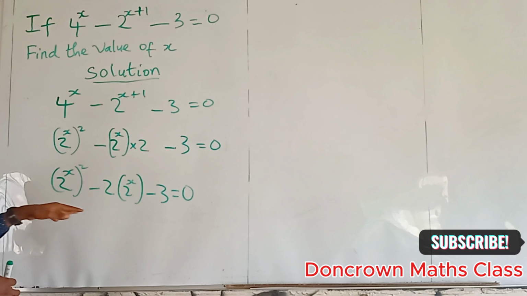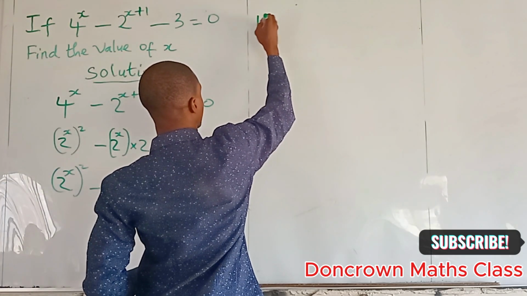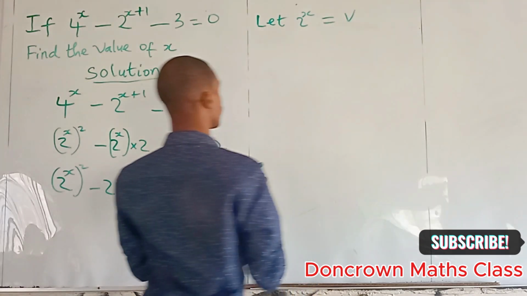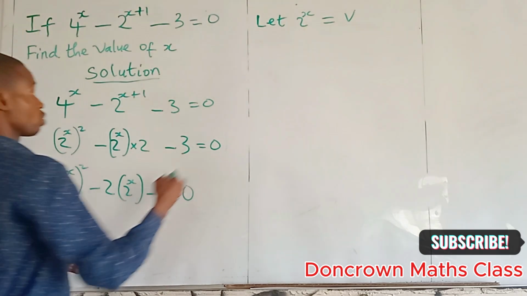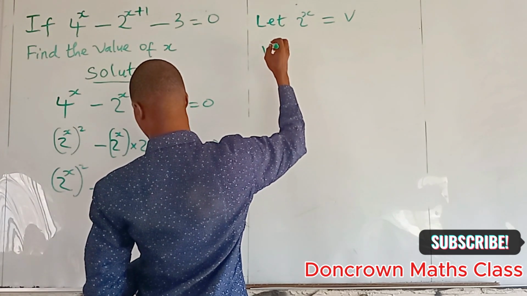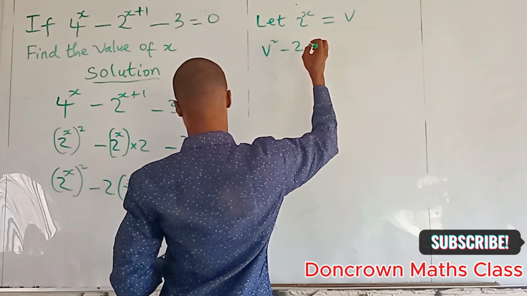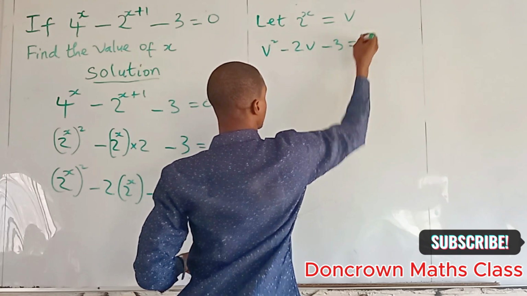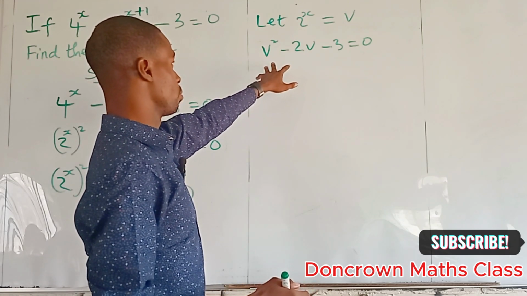Now I want you to look at this very well. To simplify this, we can say let 2 raised to power x be equal to V. So we want to substitute V for 2 raised to power x in this equation here. So now let's quickly do that. We now have V raised to power 2 minus 2V minus 3 is equal to 0.